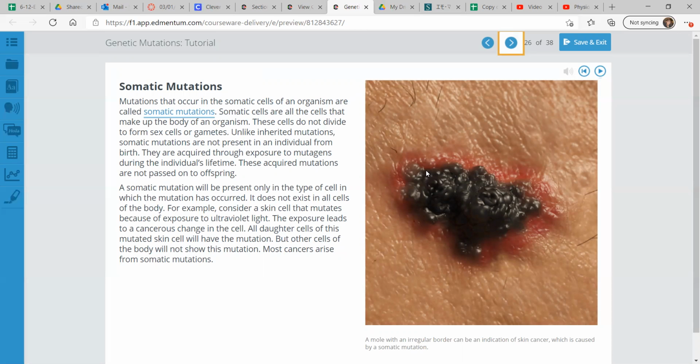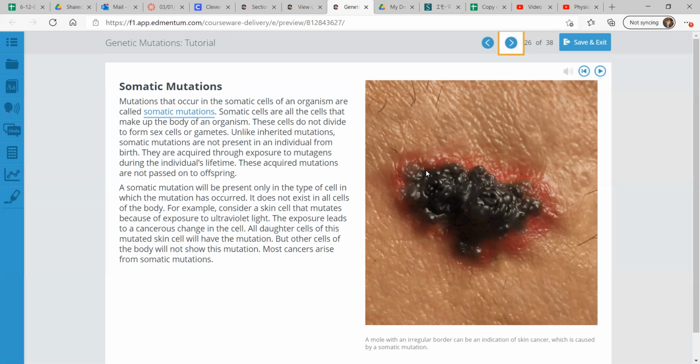These acquired mutations are not passed on to offspring. A somatic mutation will be present only in the type of cell in which the mutation has occurred. It does not exist in all cells of the body. For example, consider a skin cell that mutates because of exposure to ultraviolet light. The exposure leads to a cancerous change in the cell.